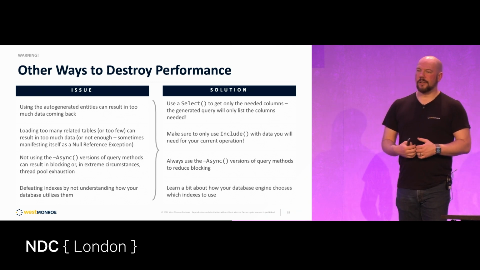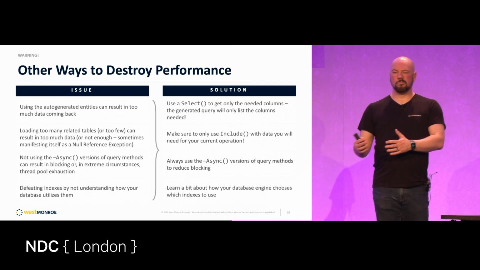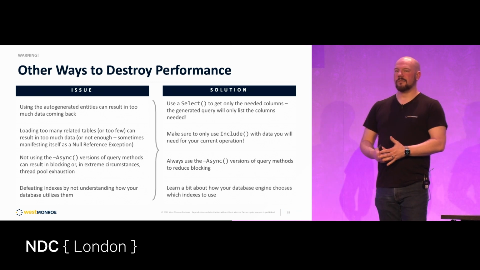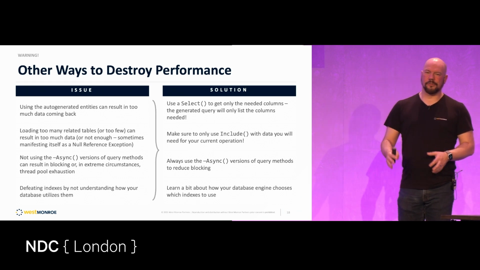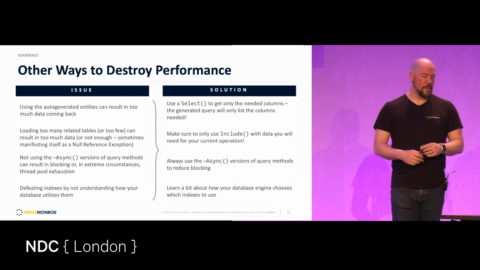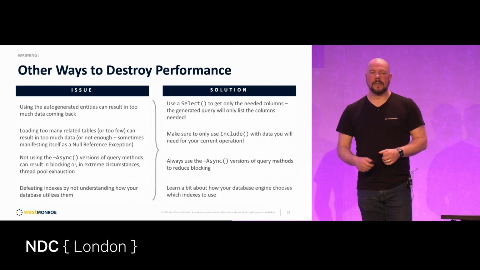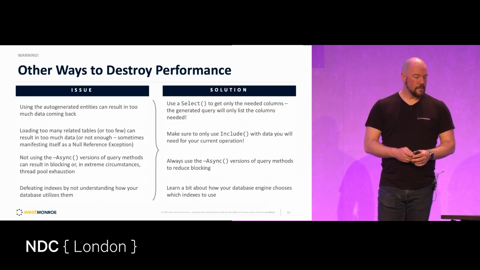Async. The async programming model is really, really mature in .NET at this point. You should use it. The async foreach, that's a weird construct, but it works. And then defeating indexes by not understanding how your database uses them. Got an example for that.